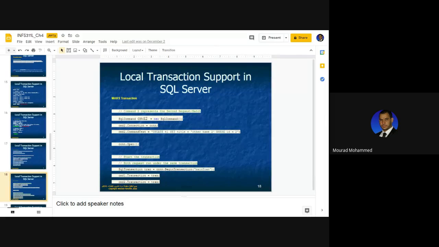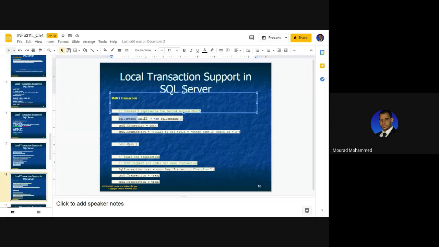We generate a second command, SQL command here. Actually, this is a .NET specific command. SQL command cmd2. And to this cmd2, we are going to do whatever we want. For this example, we're taking only one query, which is an update.